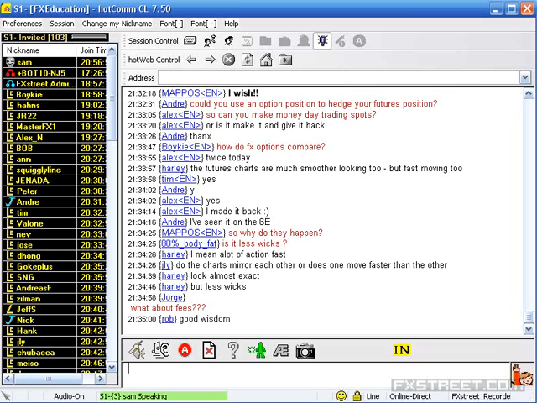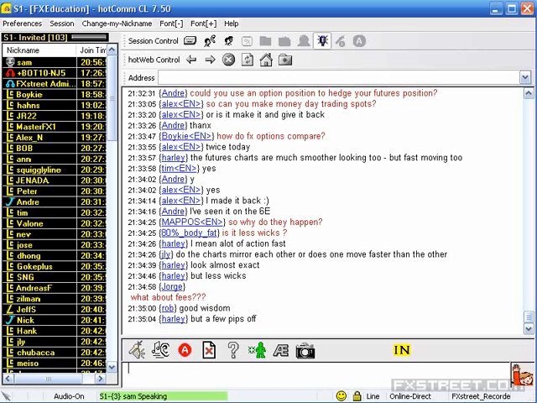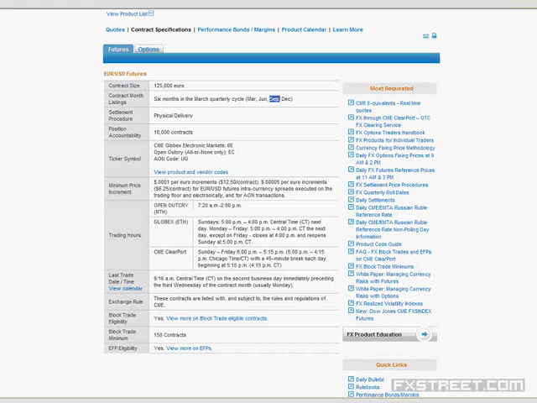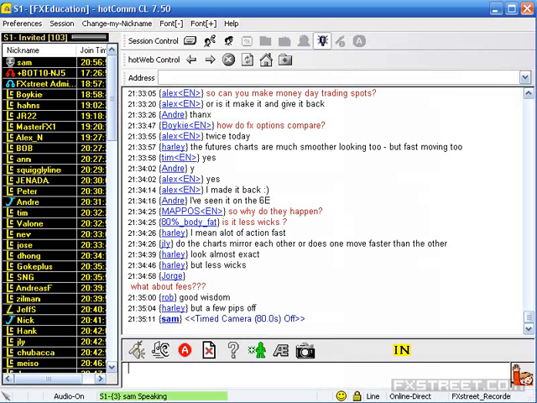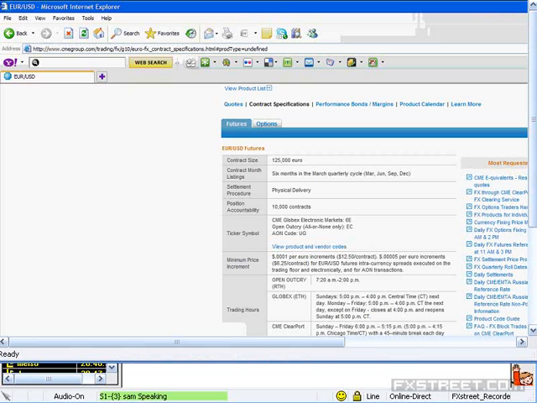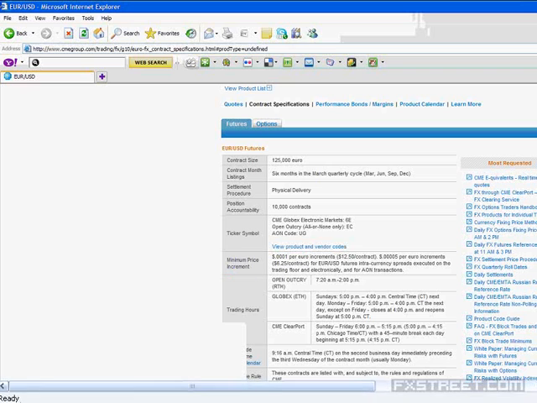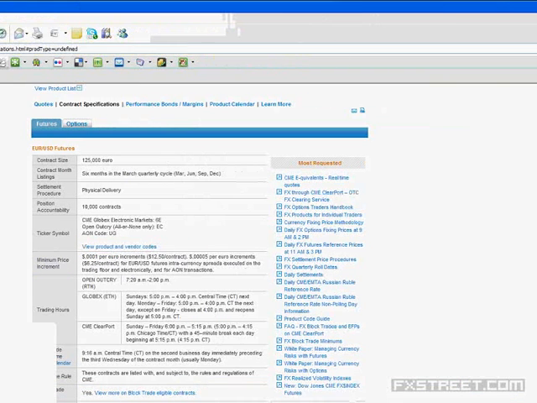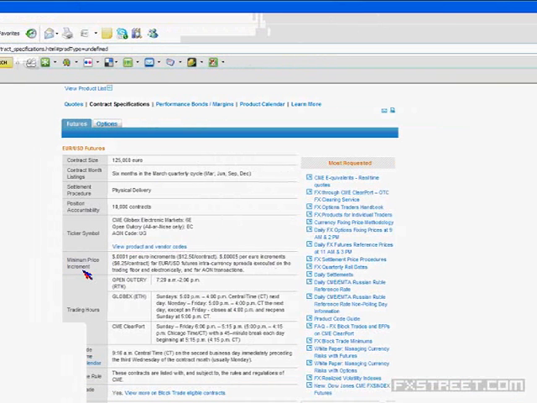Let's see. So back on, you should be able to see the website here. This is probably one of the most important things here. I'm going to highlight this. Can you see what I highlighted? When I click on, let me do this again here. All right, so I can't highlight it, but minimum price increment. Does everybody see that in the middle of the page? Minimum price increment.